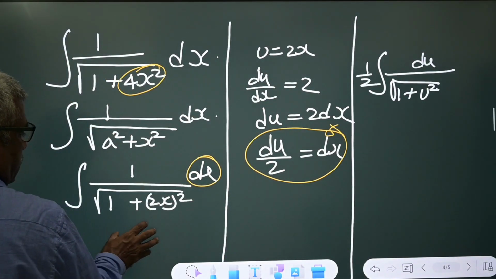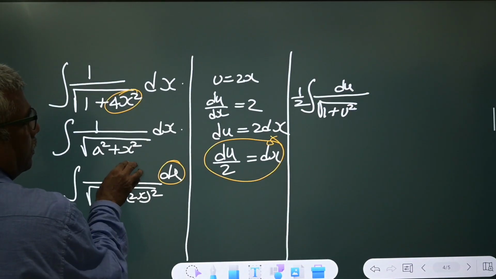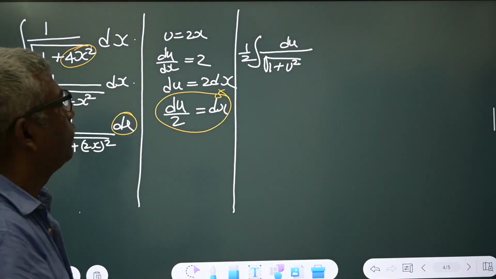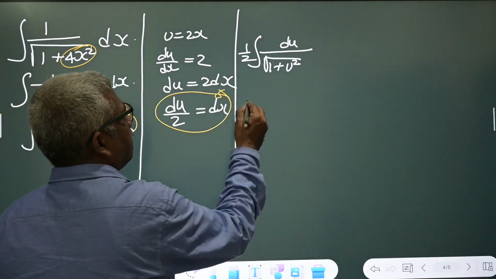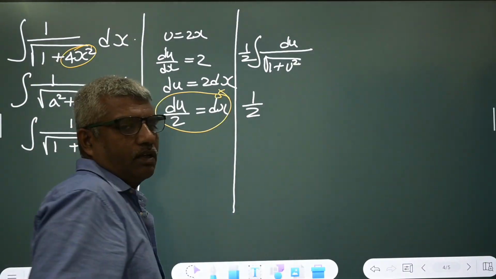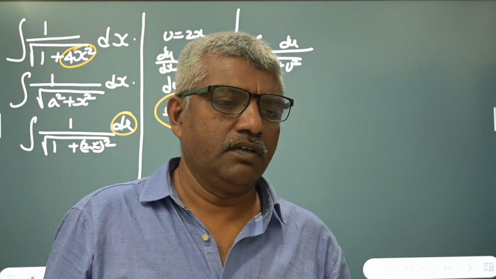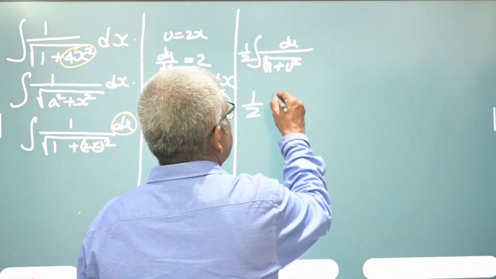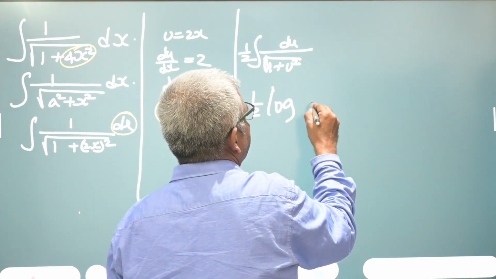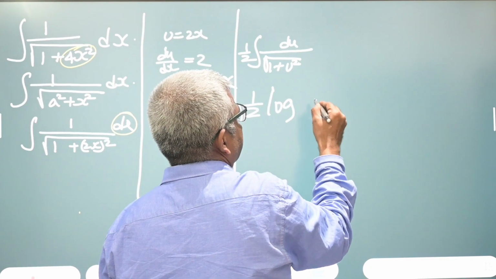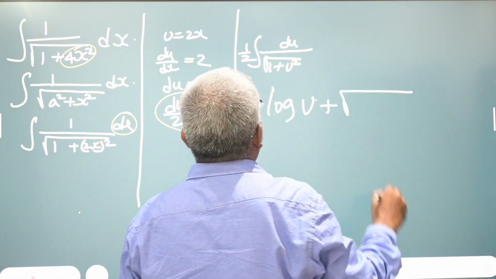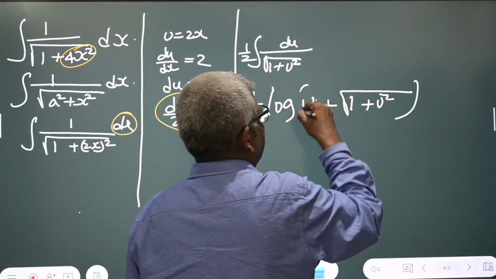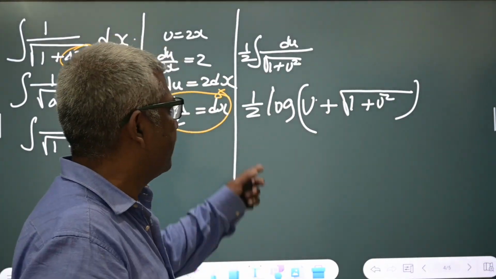Okay, tell me the formula now. Integration of 1 by 2, you just now told me. We have to use that formula: log of x plus square root of a squared plus x squared. Here x is u, and a is 1 only. You have to substitute.